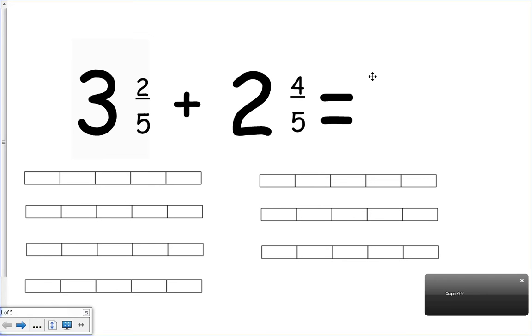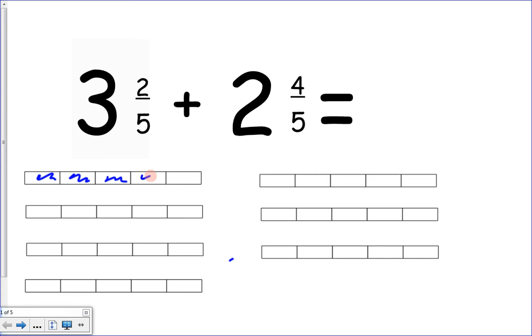Okay, so we have 3 wholes and 2/5 plus 2 4/5. So let's look at this visually first here. So 3 wholes, that would be 5/5, so I'll color all of these in. So that's 1 whole here. 2 wholes and 3. So that group is 3 wholes, so that's my 3 wholes. And then I have 2/5, I'll represent that, 2/5.